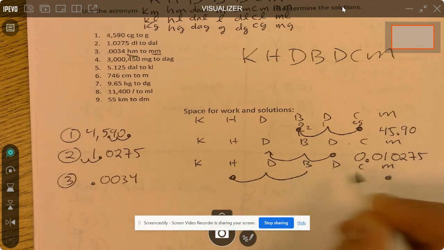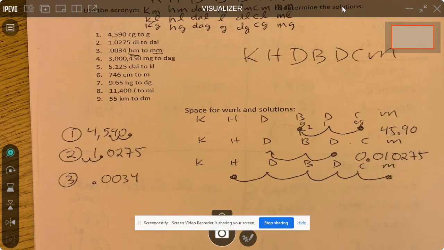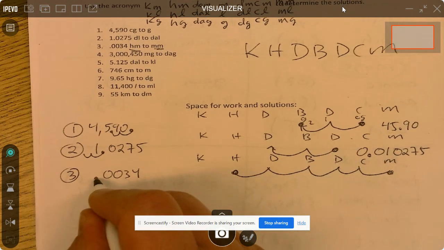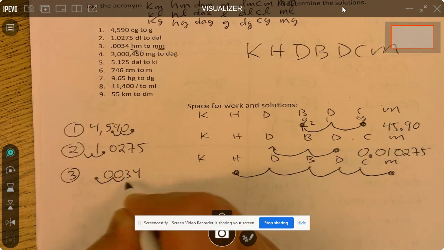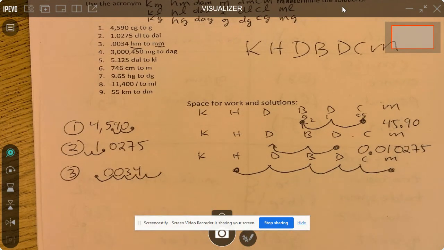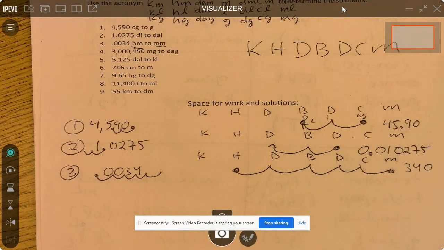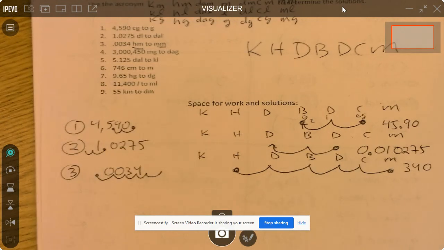1, 2, 3, 4, 5. So I need to take my decimal place here and move it 1, 2, 3, 4, 5. I've run out of room, so I'm going to have to add a 0. The answer to that is 340. I don't need the first 2 numbers.